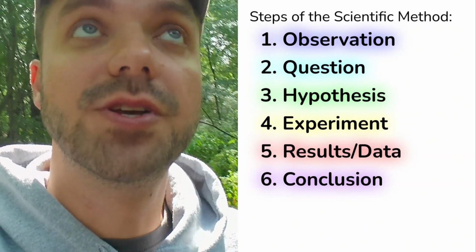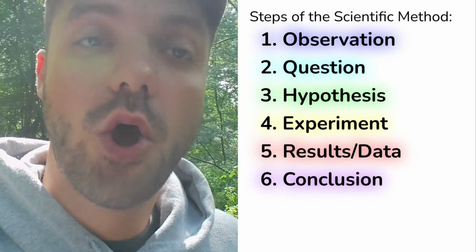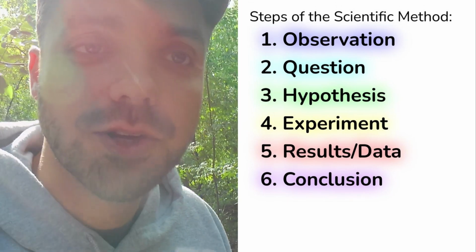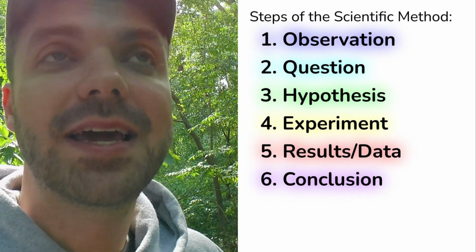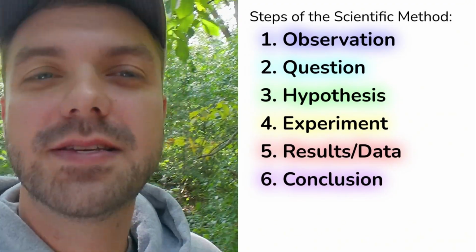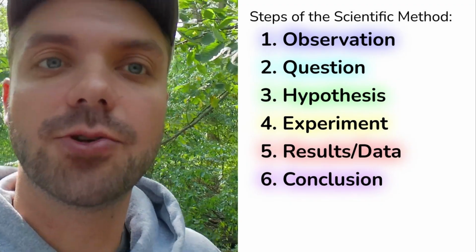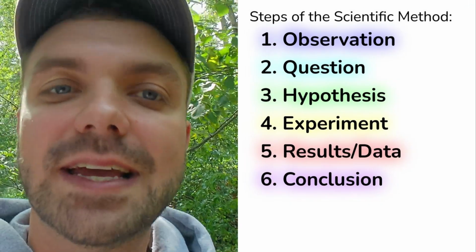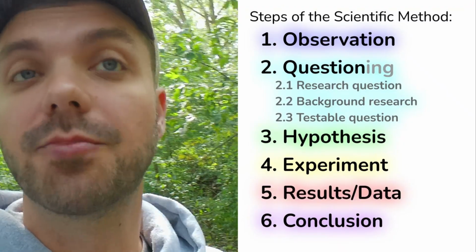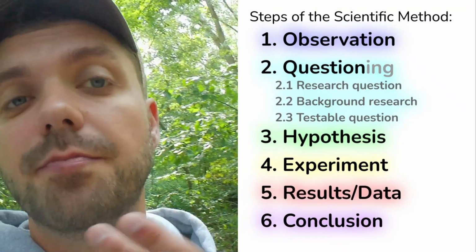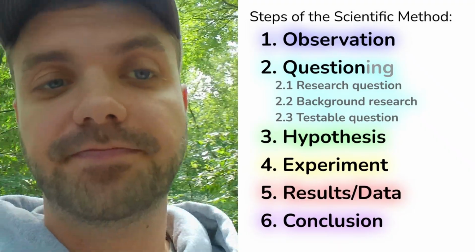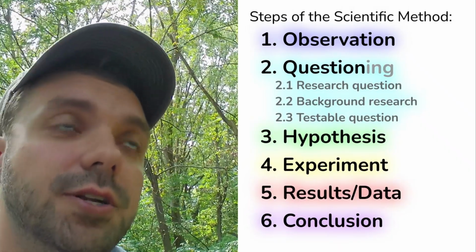Now, observation was the first step of the scientific method. Often, when you see the steps written out in a textbook or on a classroom poster, the second step says something like asking questions or simply question. This step is a little bit more involved than just asking any old question, though. So I like to reframe the second step as a process of questioning, where you start by asking a basic question, which I'm calling a research question, then you do some background research, and finally you come up with a testable question. Let's talk about these two types of question a little bit.